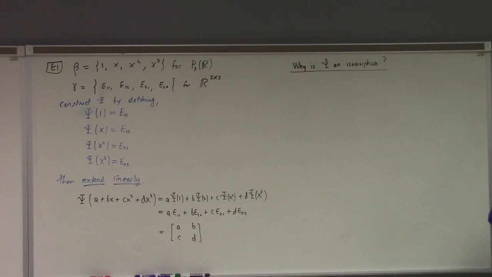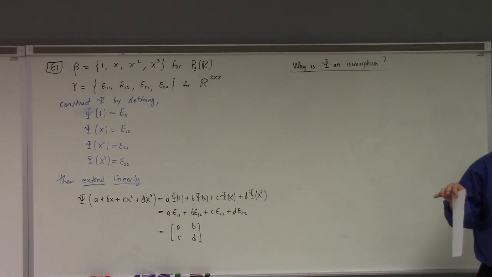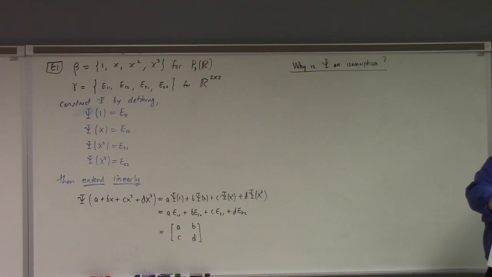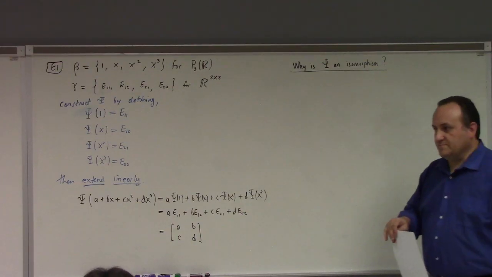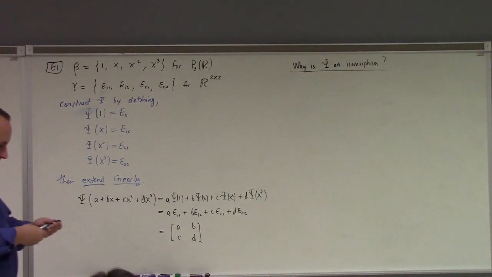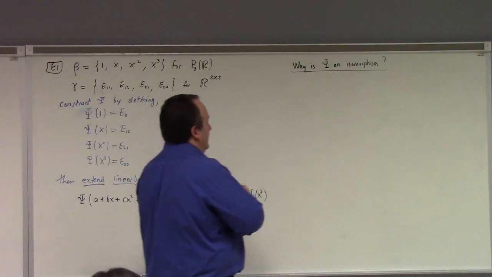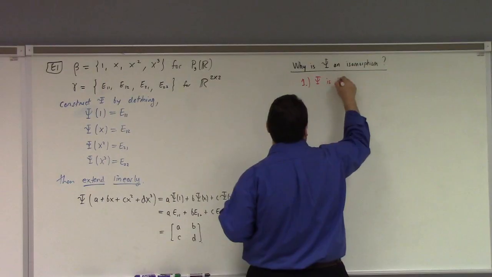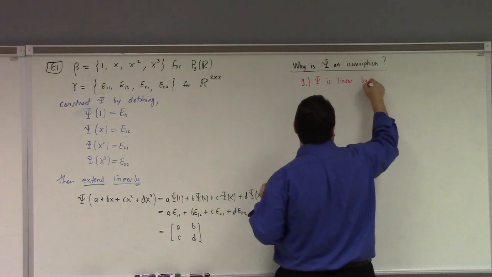Supposing we don't already have the theorem that if we have a map that maps a basis of one vector space to a basis of another vector space, that's an isomorphism. Setting aside that theorem, from which it's immediately true that this is an isomorphism, suppose you don't know that. How would you prove that psi is an isomorphism? Let me start you out. Point number one, psi is linear by construction.